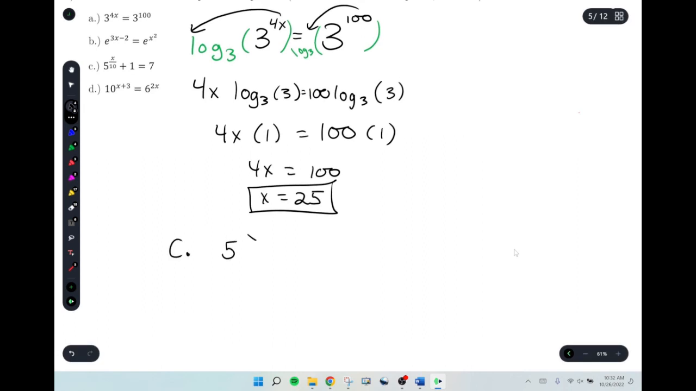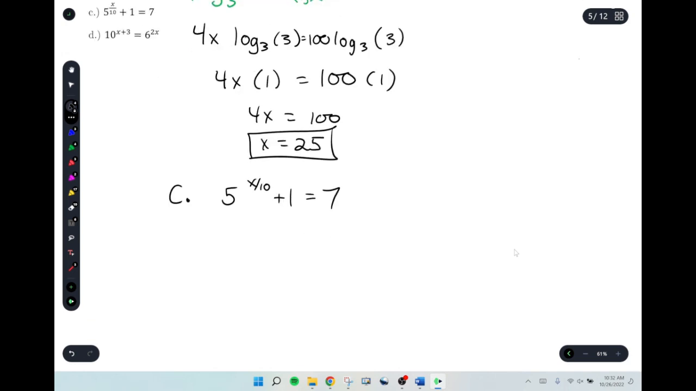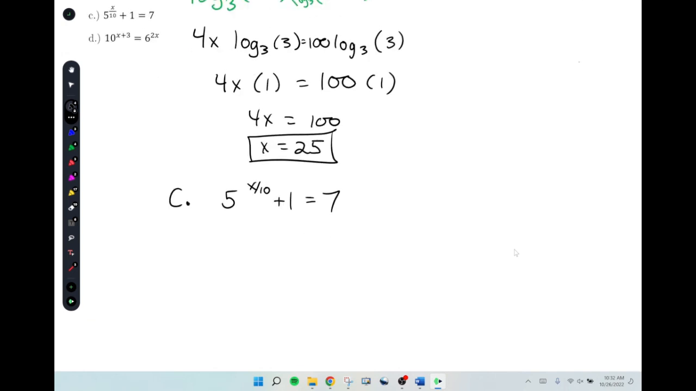5 to the x over 10, plus 1, equals 7. I think there's an obvious first step. I could be wrong, but I think there's something you should do. You should definitely get that one, right? Why have two numbers when you could have one? Okay. Everybody's okay with that first step? I guess I could have been nice. Okay. How do you get rid of that 5?